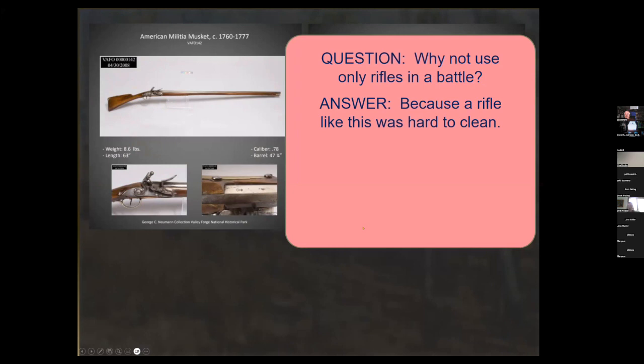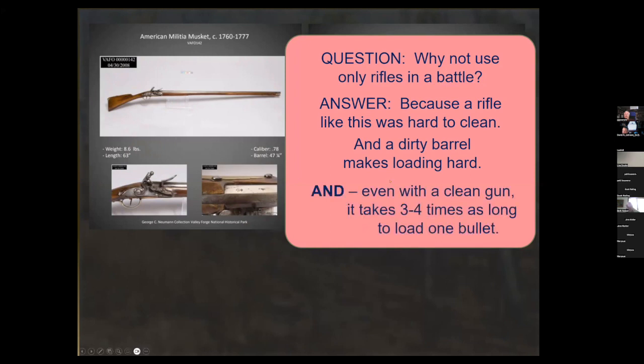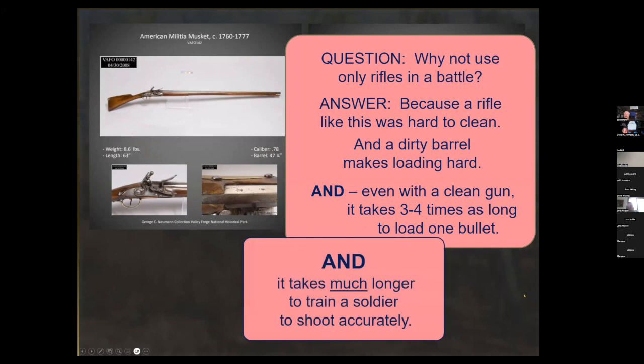Because A, it is extremely hard to clean, and you basically have to clean it after every 2 or 3 shots. A dirty barrel makes loading very hard, in fact, almost dangerous, because you got little specks of fire that might still be inside that barrel. And even with a clean gun, it takes 3 to 4 times as long to load one bullet. And it takes a whole lot longer to train somebody to shoot accurately.